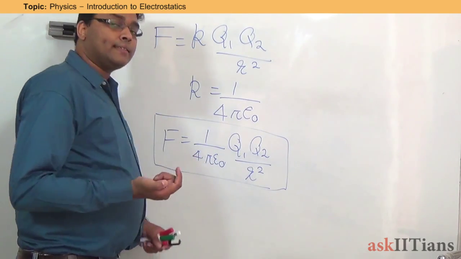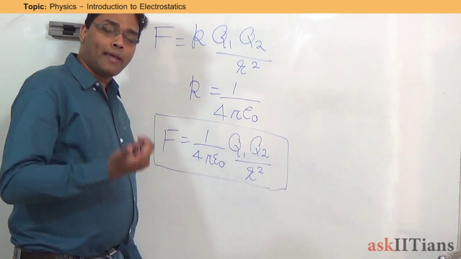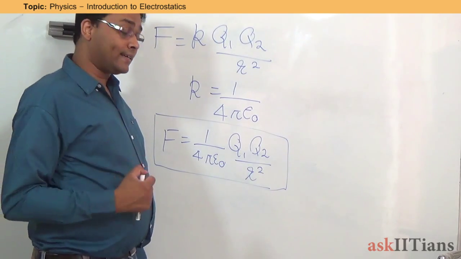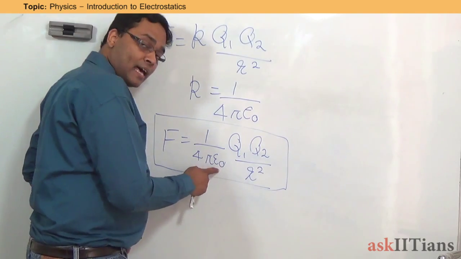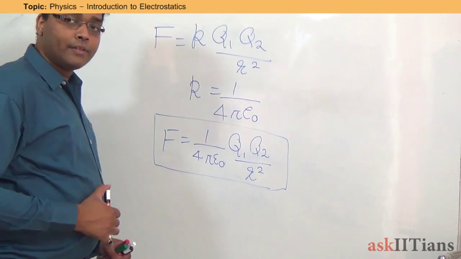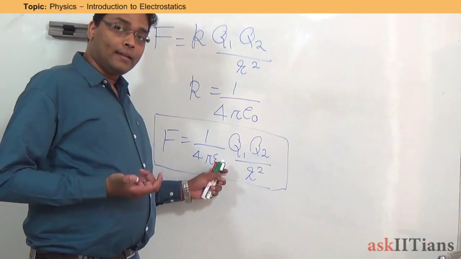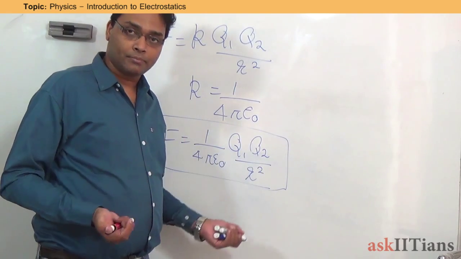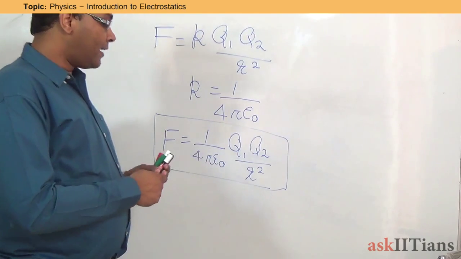You will study later on in electromagnetic theory how this epsilon naught, and similarly for the magnetic field we have mu naught, is related to the velocity of light. So we'll study that later on. Effectively, that concept comes from there. So this epsilon naught is what is known as the permittivity of free space. For air, its value is the minimum possible, and therefore the force between two charges is maximum.